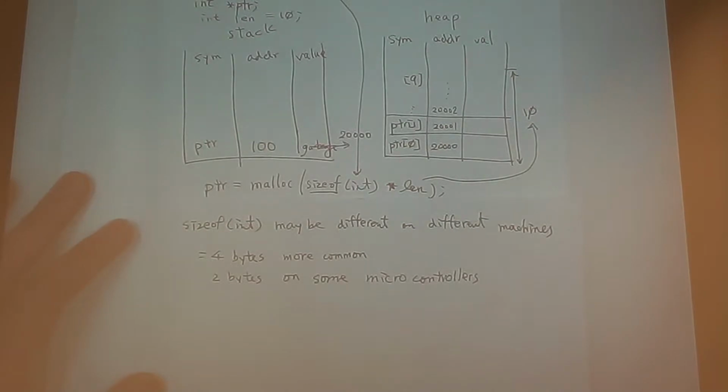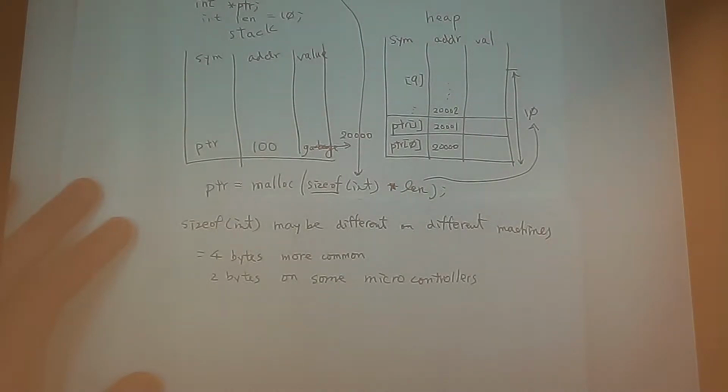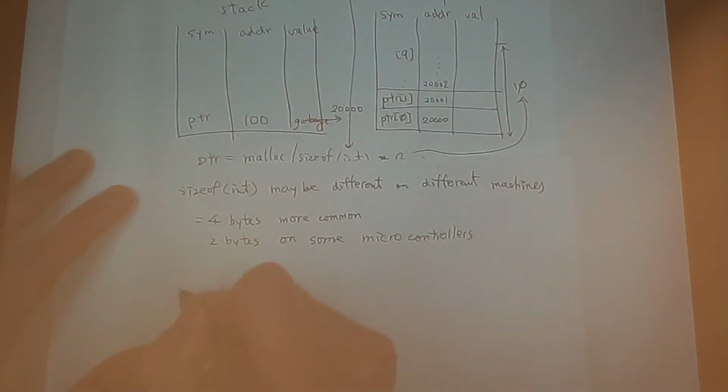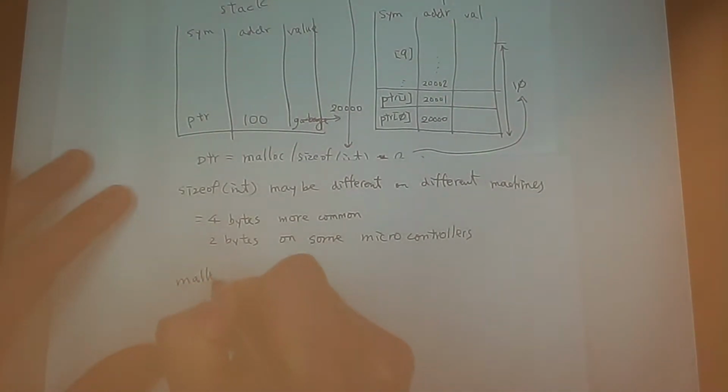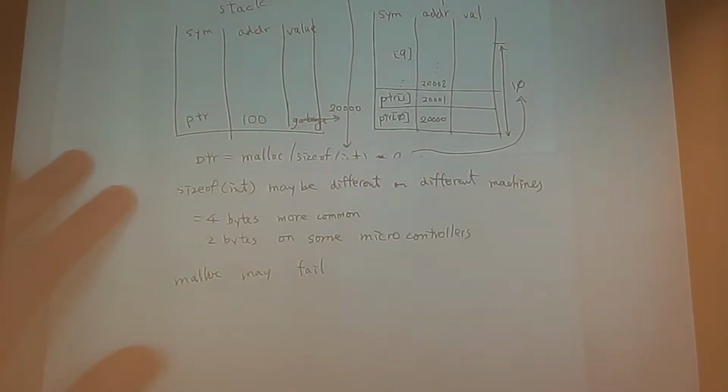So what does malloc do? Malloc will give you the address of a piece of memory in heap. Malloc can fail. What does it mean? If you say, give me a ridiculous amount of memory, 20 terabytes, operating system will say, I don't have it. Then in that case, malloc will return null.